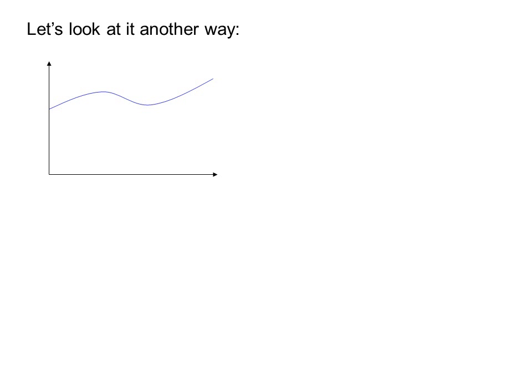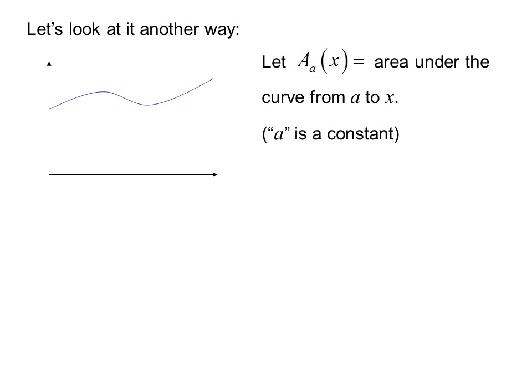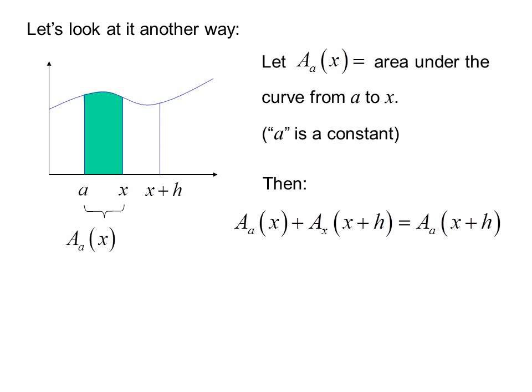Let's look at it another way. Let A sub a of x equal the area under the curve from a to x, where a is a constant. So if we pick a point a, the shaded area is A sub a of x. Then A sub a of x plus A sub x of x plus h equals A sub a of x plus h. In other words, A sub a of x, which is the shaded area, plus the area from x to x plus h equals the area from a to x plus h.